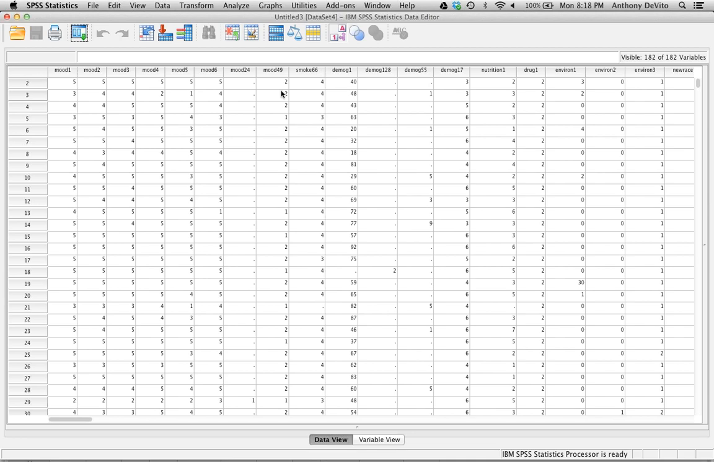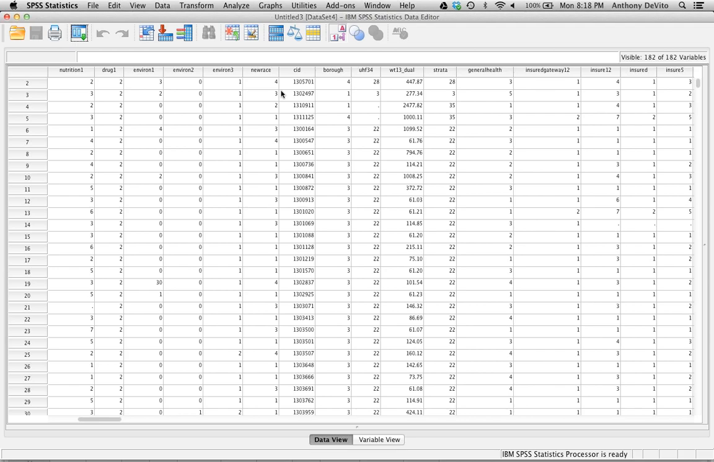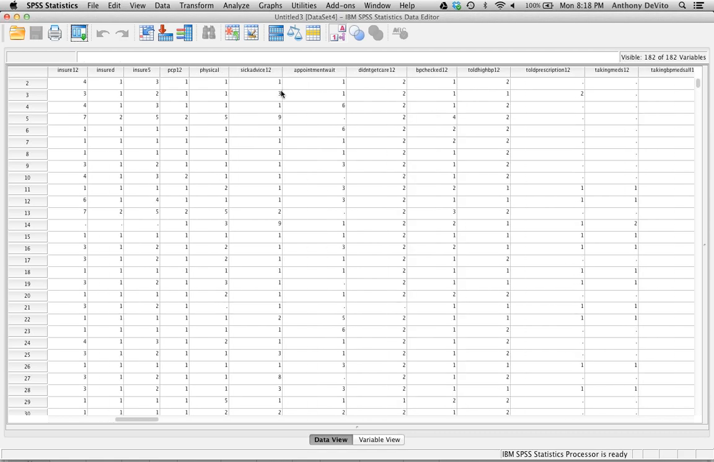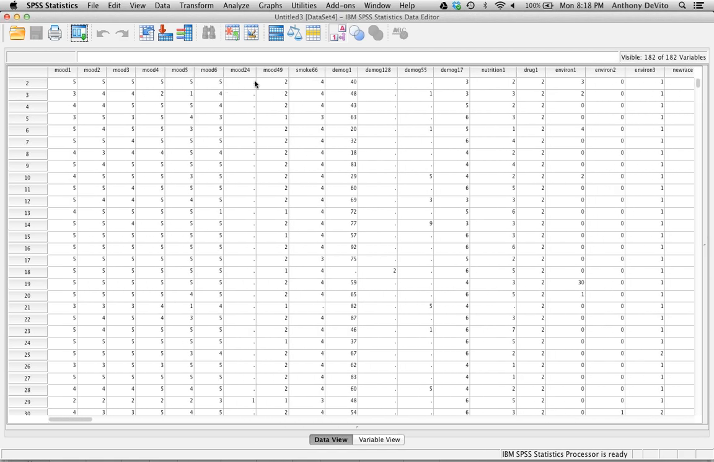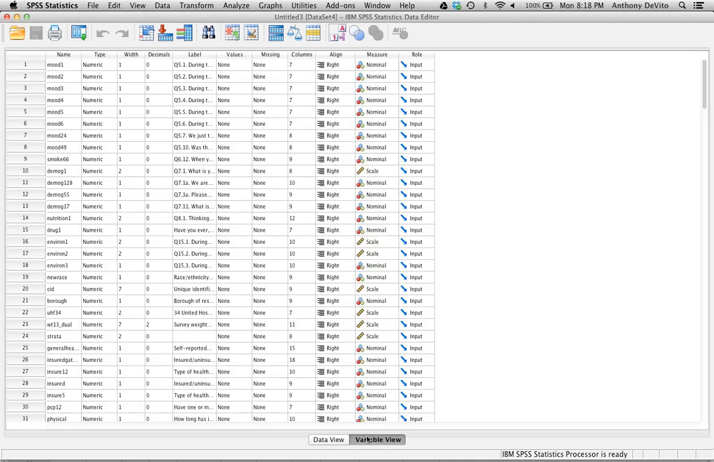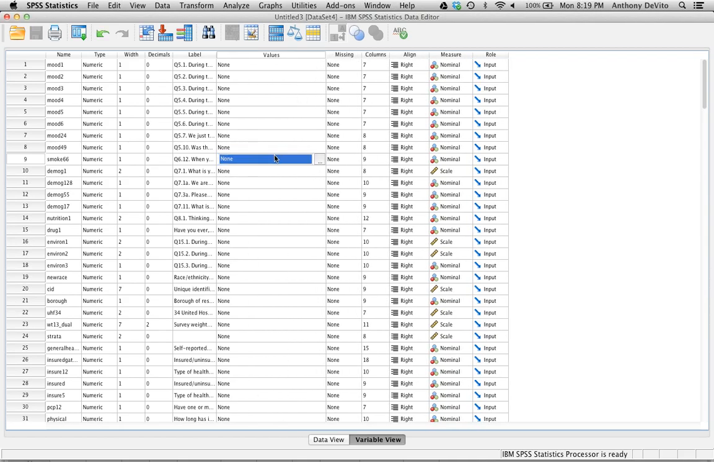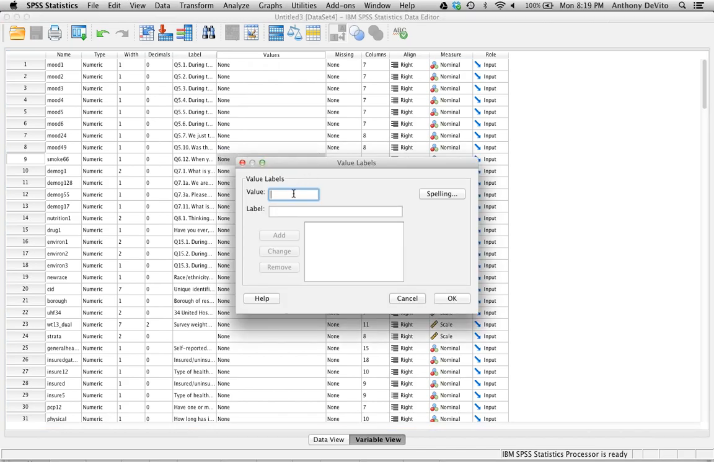Let's see if I can find these. Smoking status. Where is my smoking status? Let's see, is that it? Let's look at the variable view. Smoke. Let's look at the values. There are no values given here, so I have to put values in. I forget what they were. We'll have to actually build this, and I'll help you build this also. I forget what the numbers were. I think 1 was never, actually. Two was current, and 3 was former.